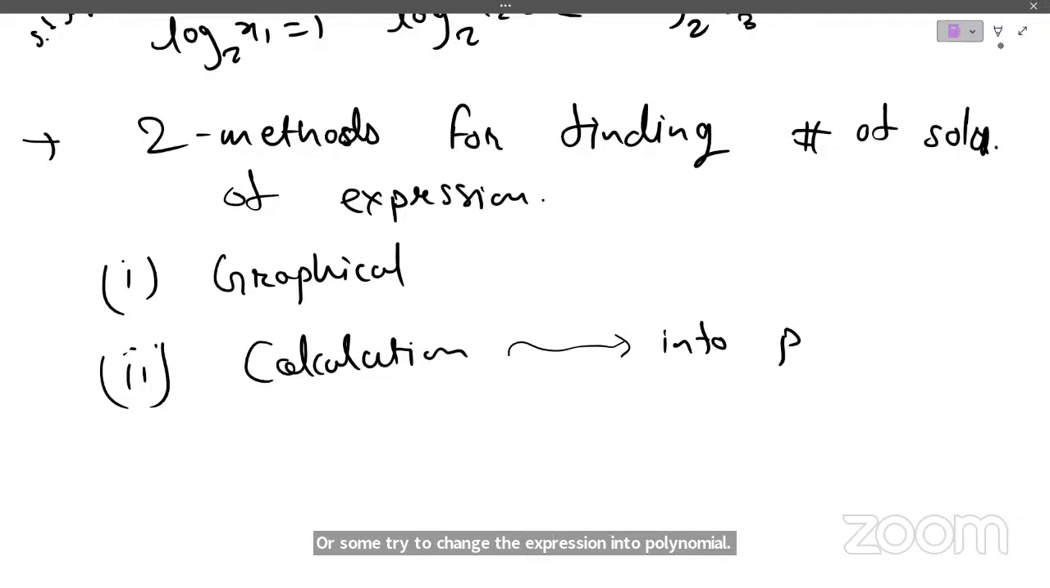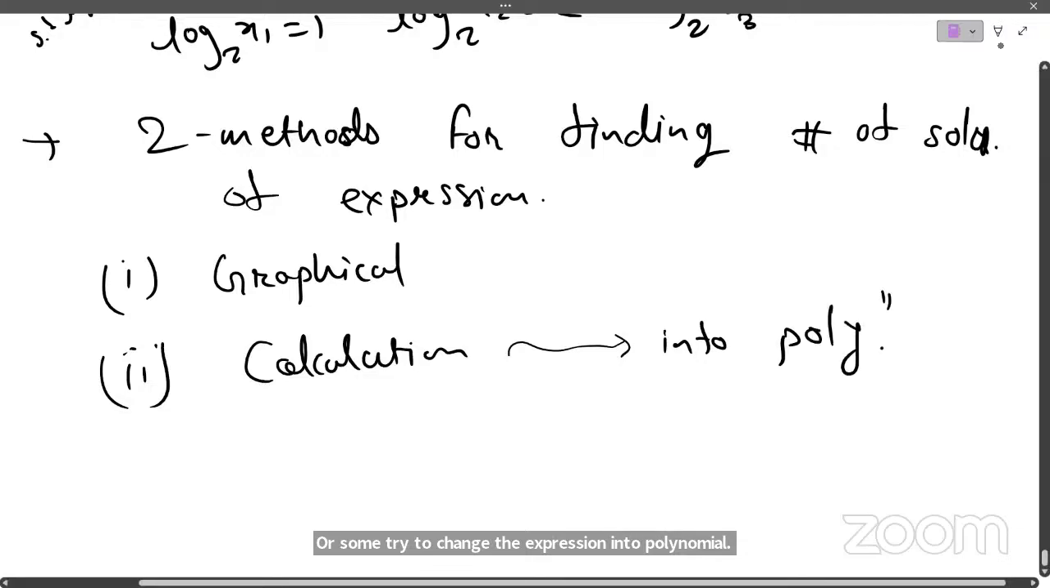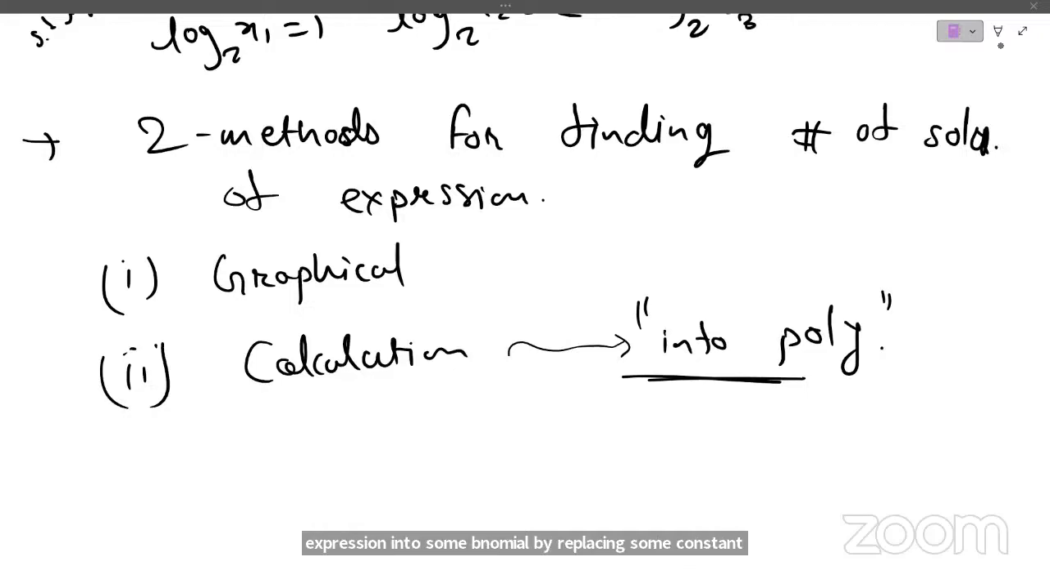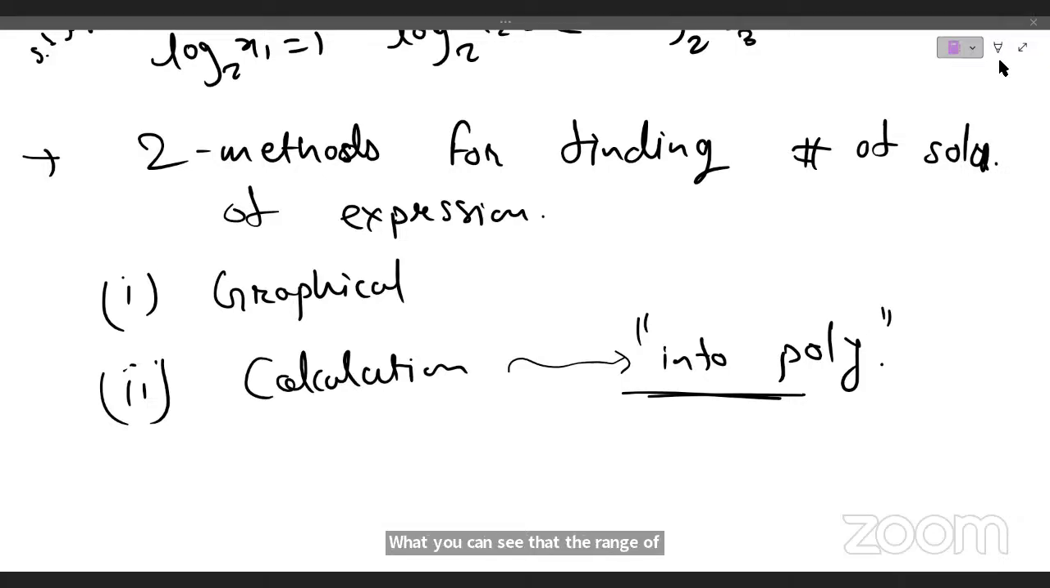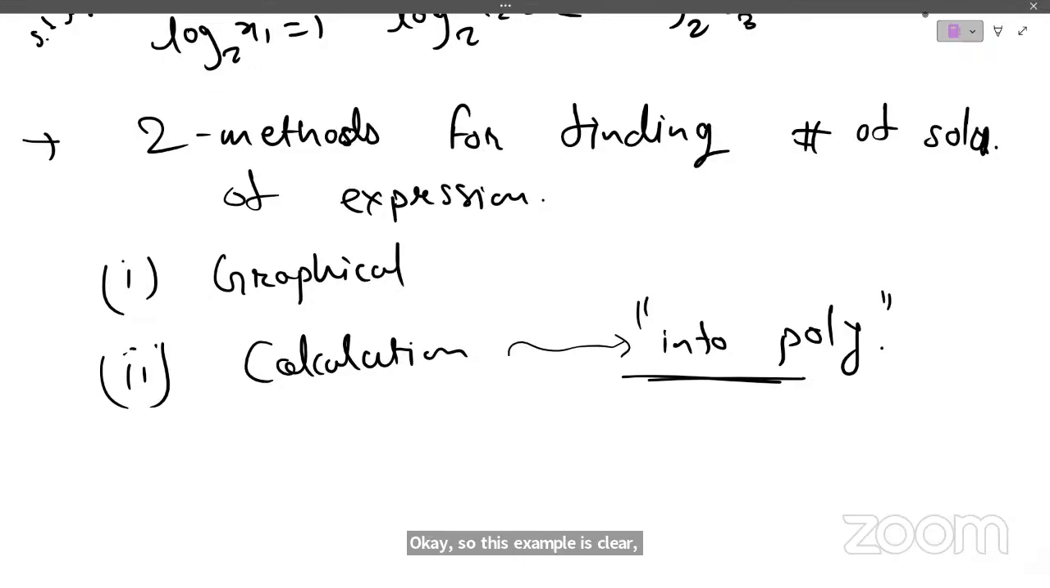Try to change your whole expression into some polynomial by replacing some constant, and then again interpret in terms of the range of whatever substitution you have made. Here we have made log base 2 of x equal to t, and we know that the log has the whole real number line as a range, so that will work for us. Okay, so this example is clear, right? Finding the number of solutions of any expression. Yes, ma'am. It's clear. Yeah, because you may see some questions based on that, so that's why.